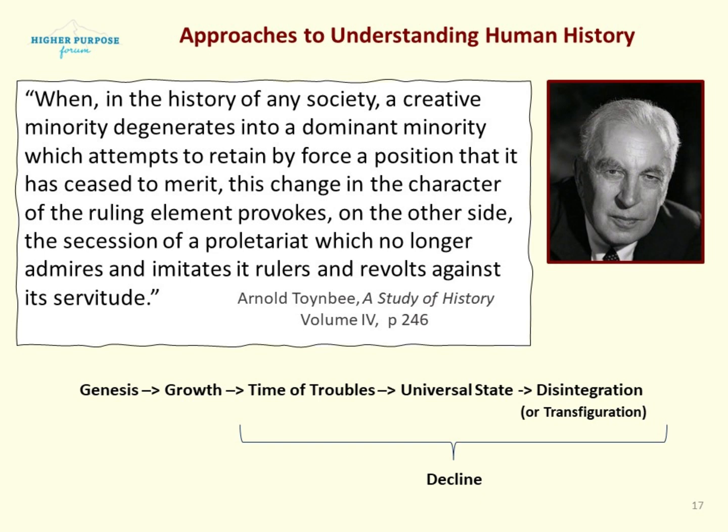He showed that all the civilizations he studied went through this process of genesis, growth, time of troubles, universal state, and disintegration, or, if possible, transfiguration, or kind of the rebirth or reawakening of the civilization. But the periods of time of troubles, universal state, and disintegration are all aspects of civilization decline. Toynbee believes that Western civilization is now in a process of decline, but will not necessarily disintegrate.